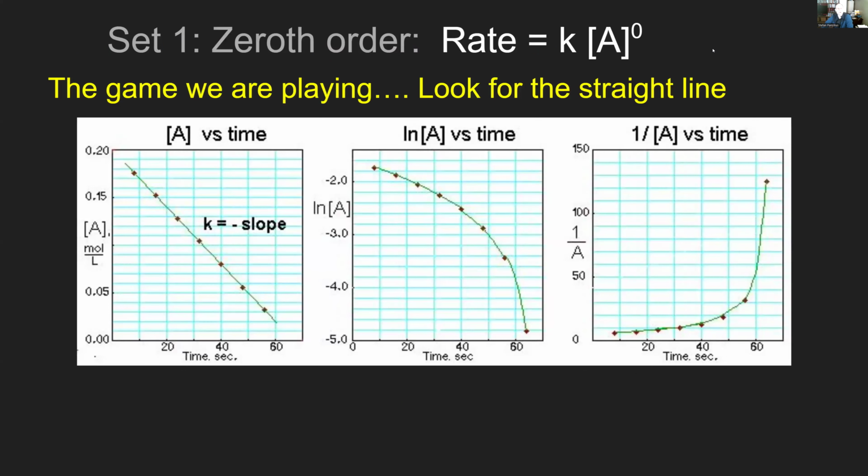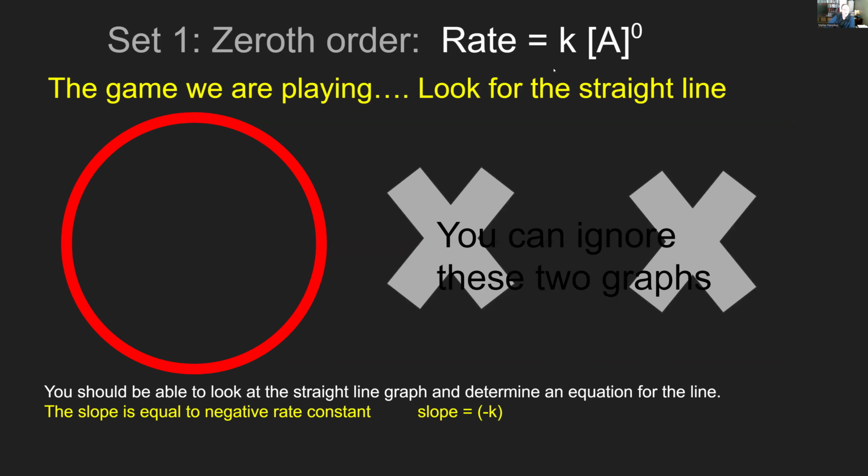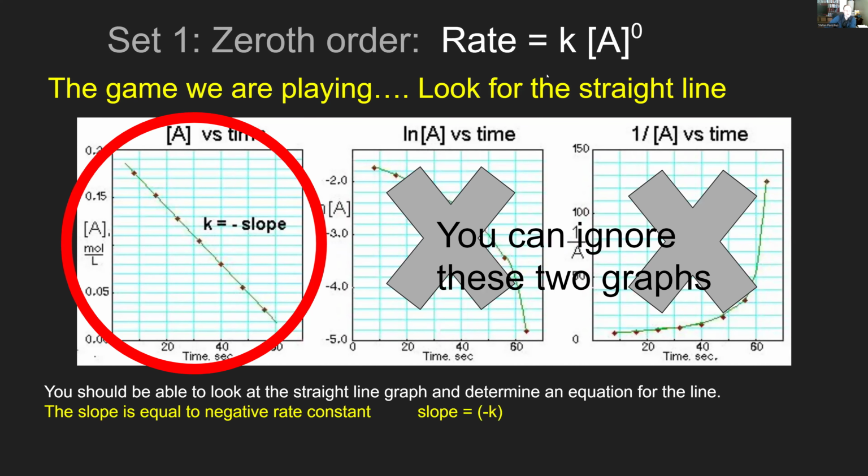So here's a 0th order reaction. The rate of the reaction is equal to k times A to the 0th power, which at this point you should know that when something is raised to the 0th power, this goes to 1 and it just drops out. So that said, the game we're playing is look for the straight line. Can you find the straight line? Hopefully you figured out it's the first graph. The first graph is a straight line.